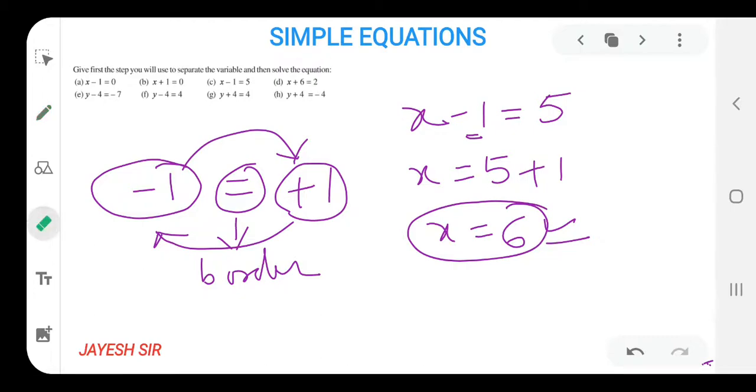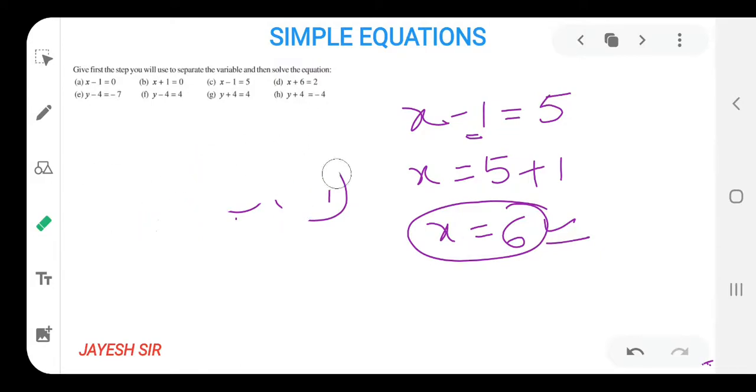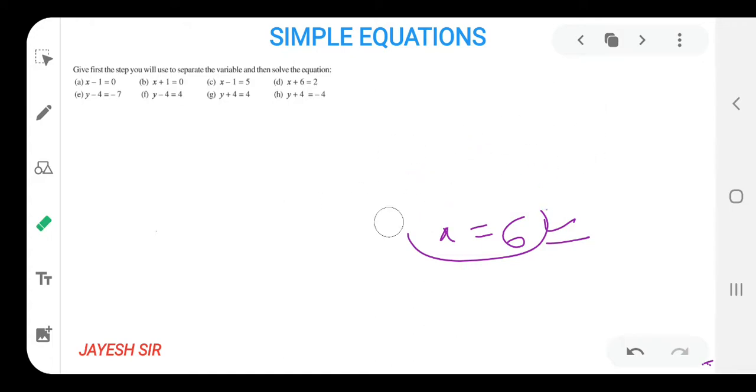Same things apply with multiplication and division also. If on either side of the equals to I am in multiplication with another number, then after crossing the border I will become in division. And similarly, if I am in division on this side of the equals to, after crossing the equals to I will become in multiplication. I hope you all might be getting it.